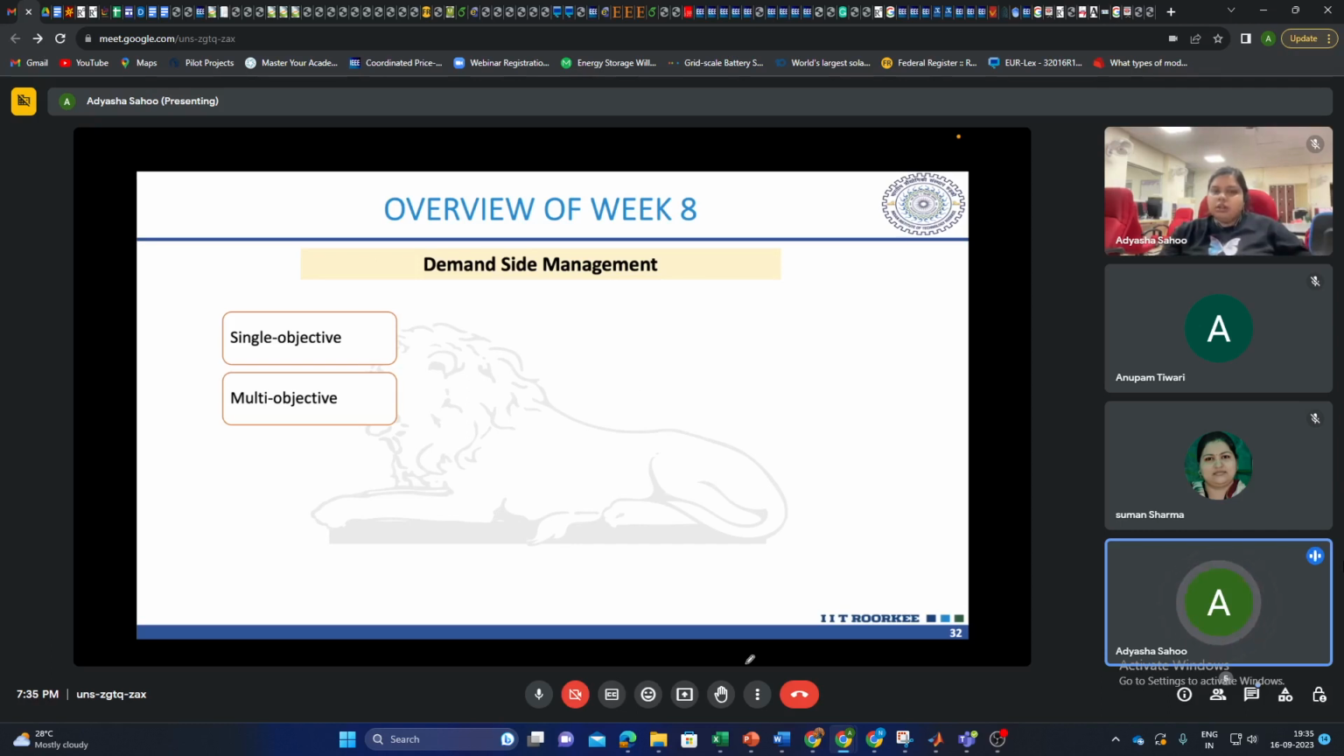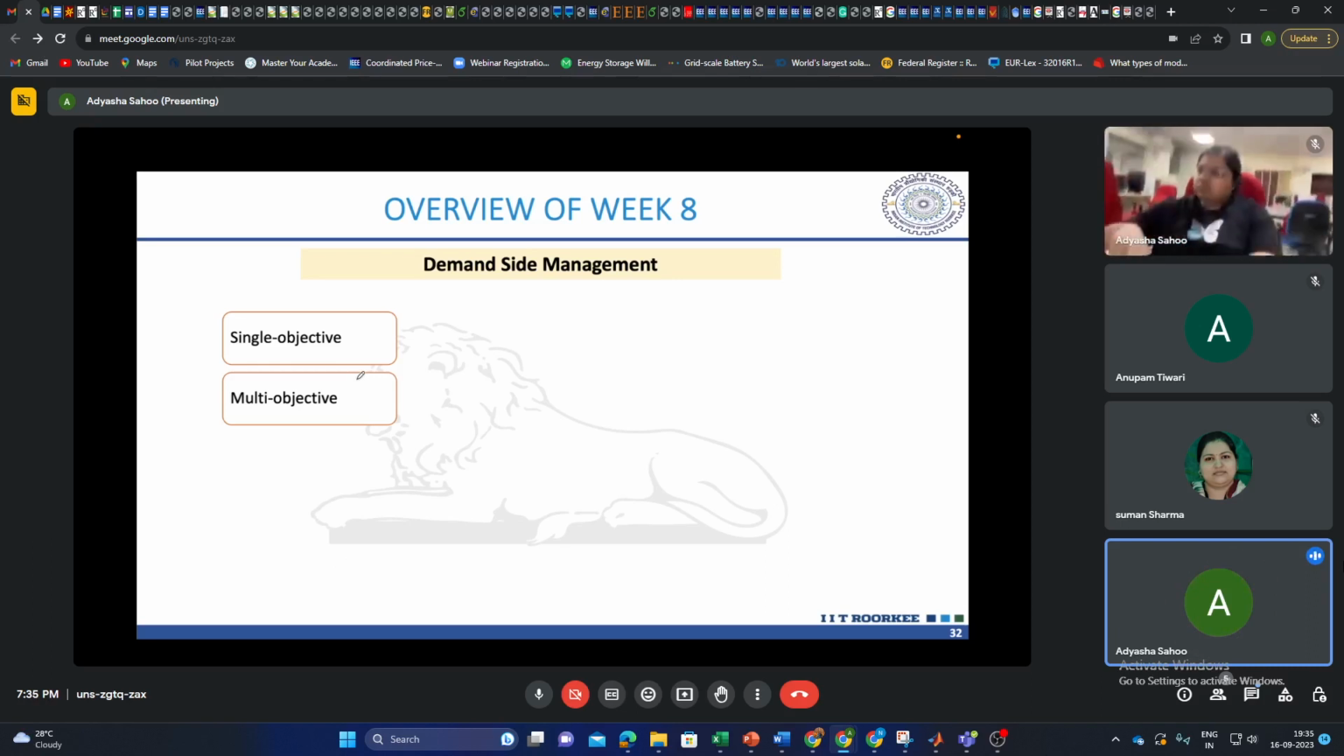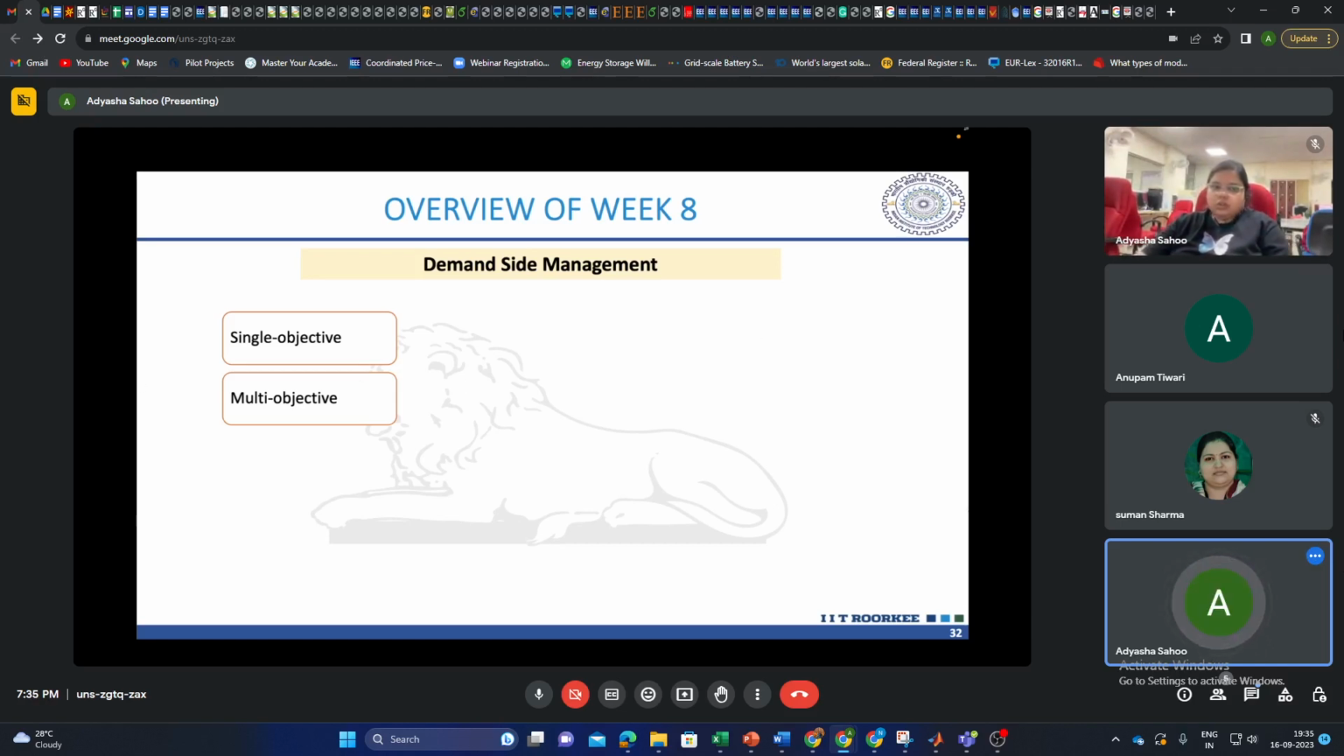Then this demand side management can happen as single objective or multi objective. So what do we mean by a single objective and multi objective? Can anyone like to say? Anyone? Why are we going for this multi objective type function?